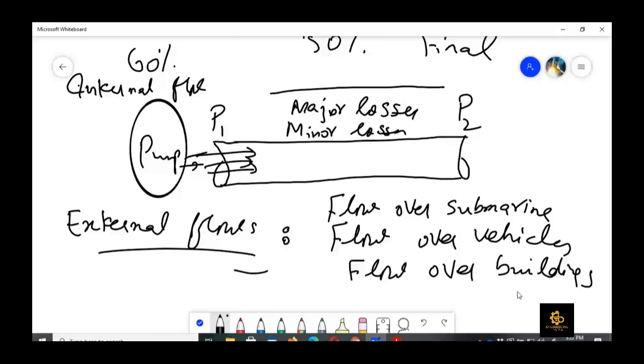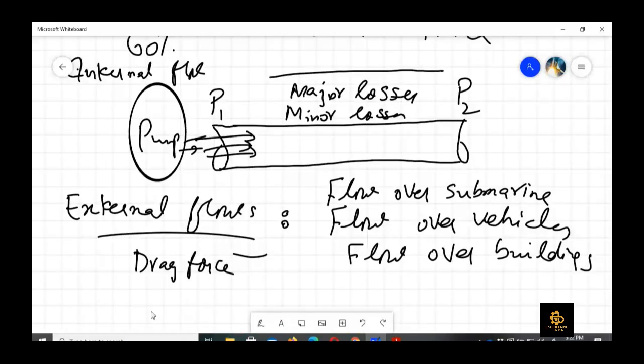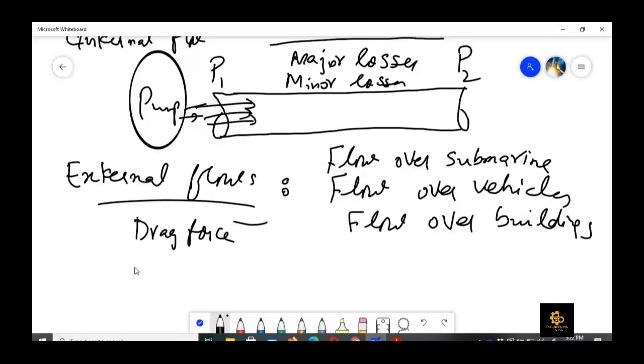So in external flows, we have got two major forces. One is drag force, and the other one is lift force. Drag force is usually in the direction parallel to the flow, but in the opposite direction. But lift force is usually in the direction perpendicular to the flow, which means that lift force is responsible for the aeroplanes to fly.